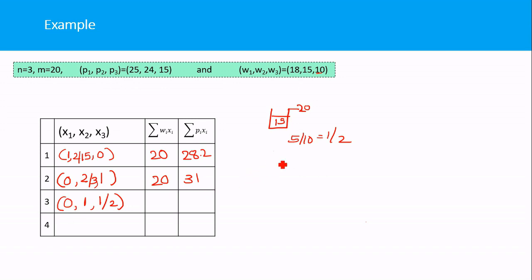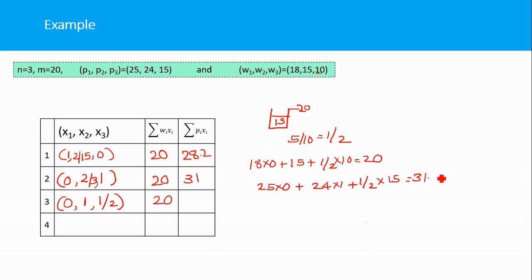Now let us check the weight again. 18 into 0, since the first item I am not taking, the entire second item, so 15, and half of the third item, half into 10, so my total weight will be 20. Fine. Now what will be the profit? First item I am not taking, so 25 into 0, the entire second item, its profit is 24 into 1, plus half of the third item, so half into 15, so the profit will be 31.5. So I am getting a better profit than the previous one here.